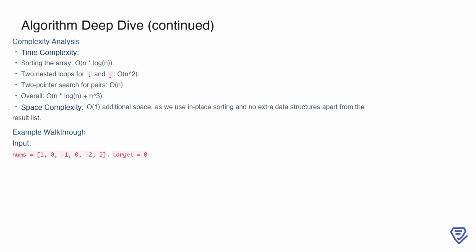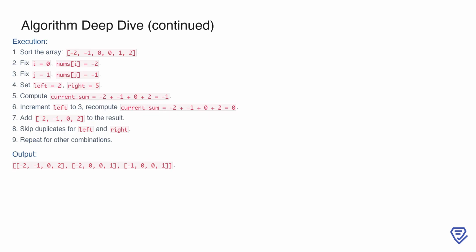By following the algorithm's steps, we'll systematically find all unique quadruplets that meet the criteria while adhering to these complexity bounds. Let's walk through the execution of this example in detail. First, we sort the array, resulting in -2, -1, 0, 0, 1, 2. We then fix the first element, i equals 0, making nums[i] equal -2. Next, we fix the second element, j equals 1, making nums[j] equal -1.